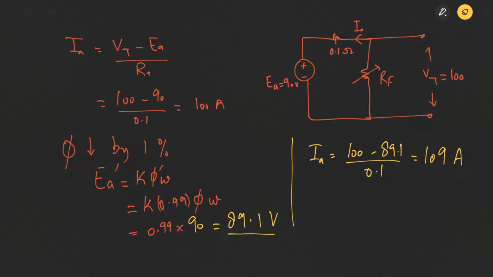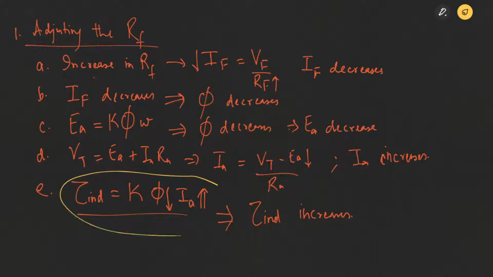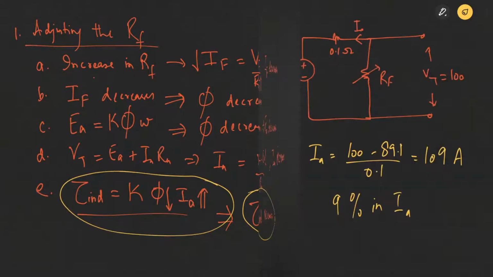So we see an increase of 9% in IA. The armature current has increased by 9%. It was initially 100 amperes. It has become 109 amperes after the flux was decreased by 1%. So a 1% decrease in flux results in a 9% increase in armature current. So that's why the induced torque that I had written here will increase, because the magnitude of change in armature current will be much more as compared to the decrease in the field flux.